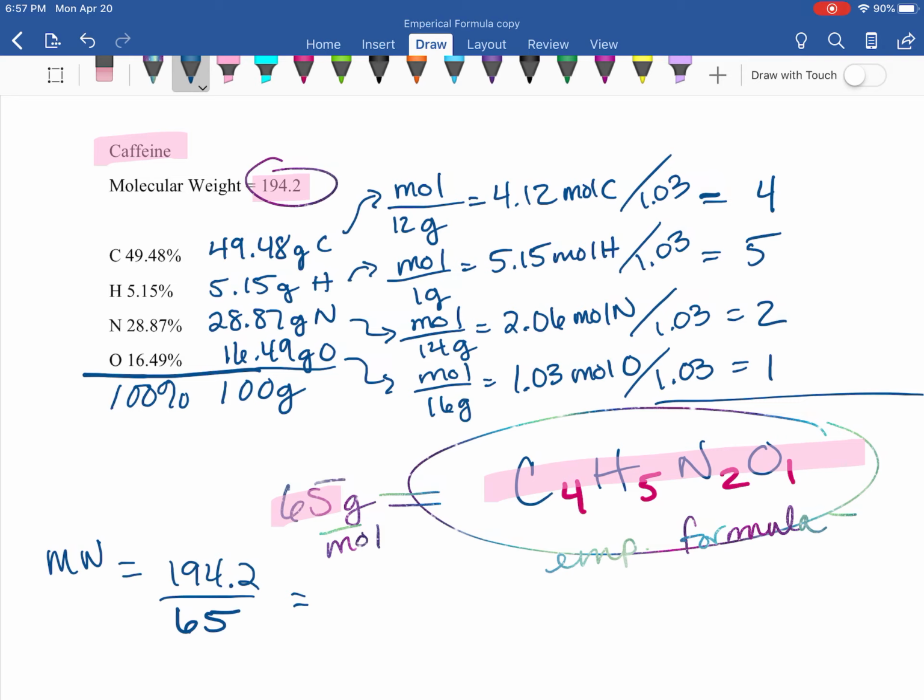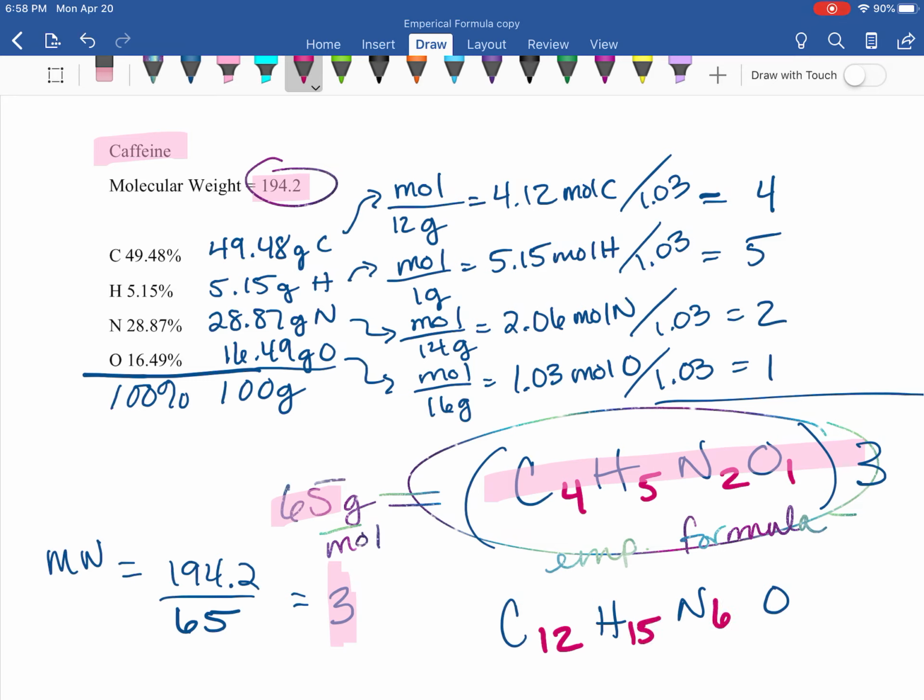Okay, let's write that a little bit better. Okay, so 194. I am getting, if I round, I'm getting 3. So what does that tell me? That tells me that I have to triple my empirical formula, or I need to multiply this whole thing times 3. So we're about to get, instead, carbon will have 12, hydrogen will have 15, nitrogen we're going to have 6, oxygen 3.